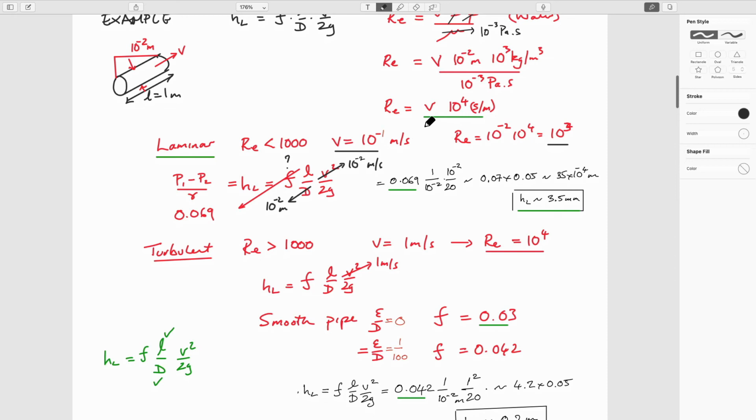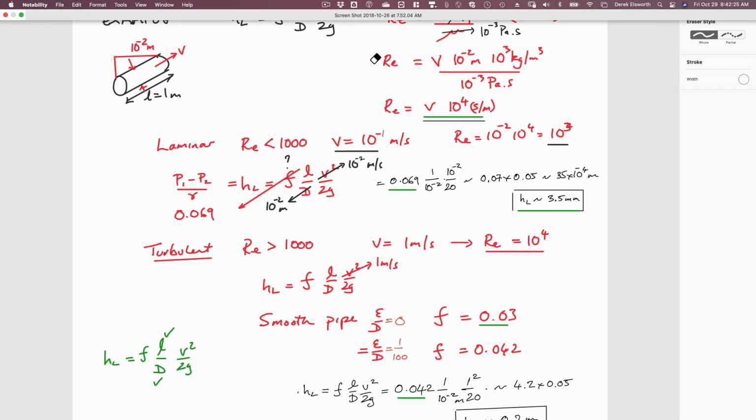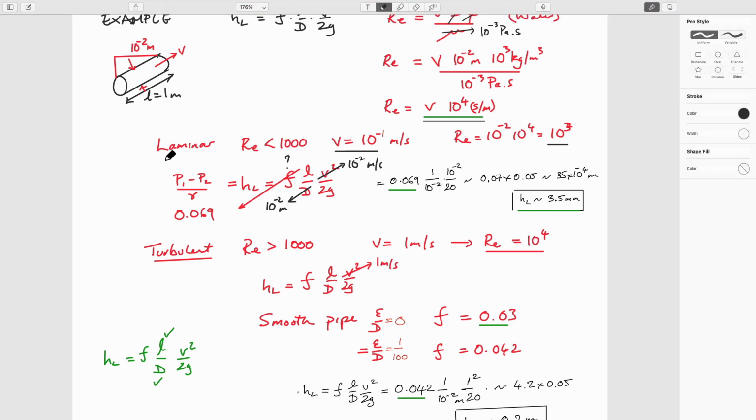So we have Reynolds number defined as a function of velocity. And so if we want it to be laminar, we want the Reynolds number less than 2,000. So if we wanted it to be less than 1,000, then I guess 10 to the minus 3. Actually, this is no good, right? This needs to be 10 to the minus 1, which would give us 1,000 for this Reynolds number.